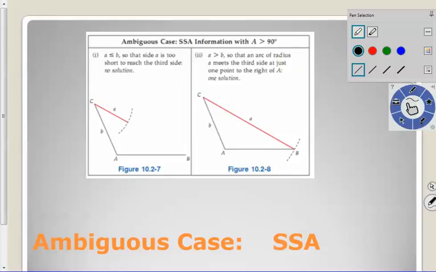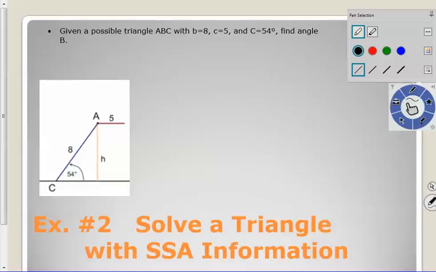So let's look at a problem and how you have to deal with how that works. All right, so given a possible triangle ABC with b equal to 8 and c equal to 5 and angle C is 54 degrees, find angle B. So we draw a triangle. Now here's the thing, since the exact shape is unknown, we're going to draw basically a 54 degree angle. Side c must be across from angle C, so we place side b as being 8 and adjacent to the angle, and c is going to be 5.